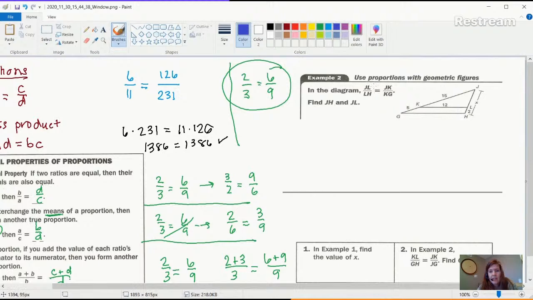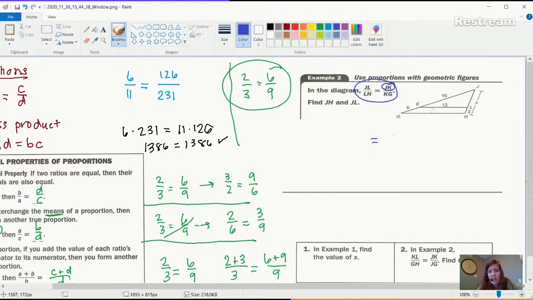And they're telling us that JL over LH equals JK over KG. So if I look at this picture, J to L is this line here, divided by this little line, is equal to JK right here divided by this line here. So it's a proportion. They tell us the proportion is true. What I always like to do to solve a proportion is just to try to fill in what I know from the diagram and then use that to solve. So I'm going to start on the right-hand side.